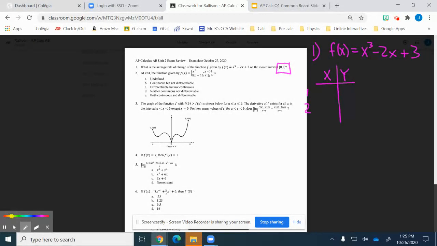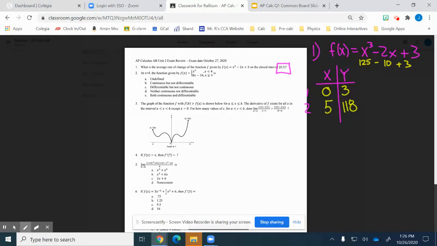So at point 1, our x is going to be 0. And if we put 0, we got 0 cubed is 0, times minus 2 times 0 is 0, plus 3. So that's 3. And then for 5, we got to put in 5 cubed. That's going to be 125 minus 10 plus 3. So for our second point, which is x equals 5, the y is going to equal 118.